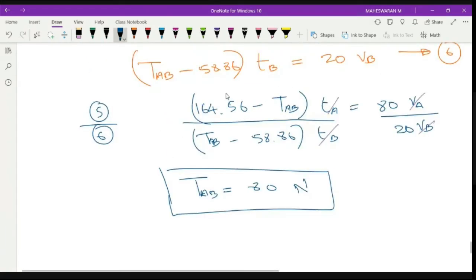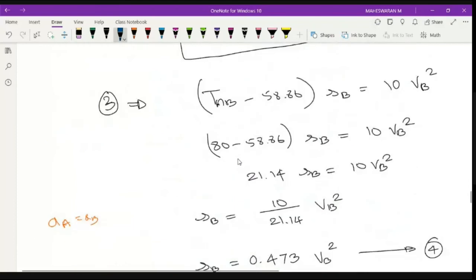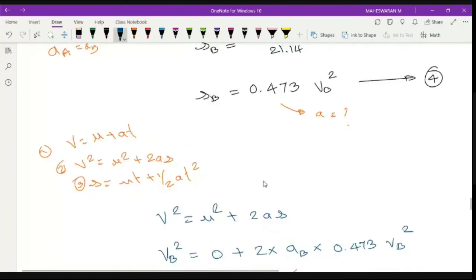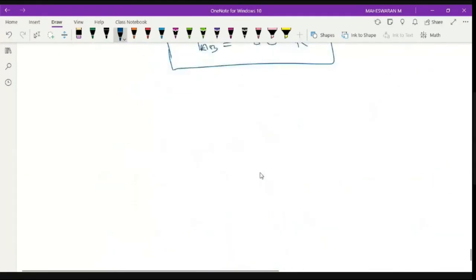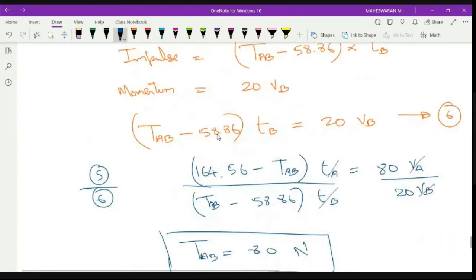Let me consider equation 6. So 80 minus 58.86. Again, we have done that. So 80 minus 58.86 is 21.14. So now I can equate. So 21.14 TB is equal to 20 VB.